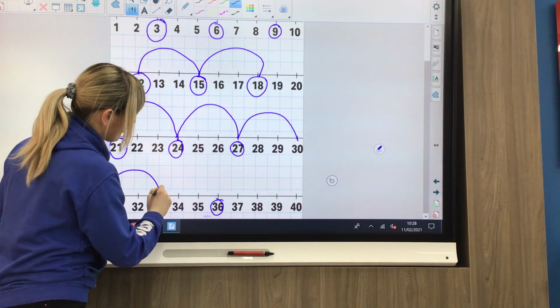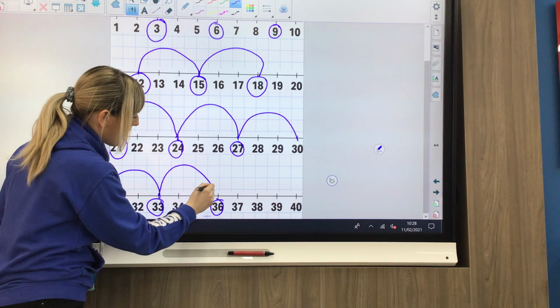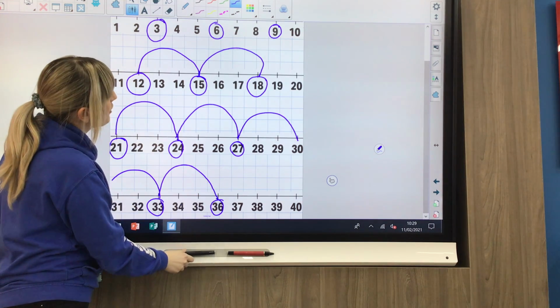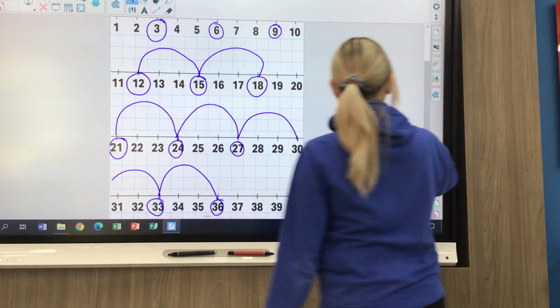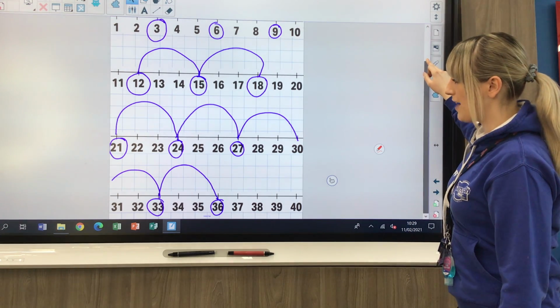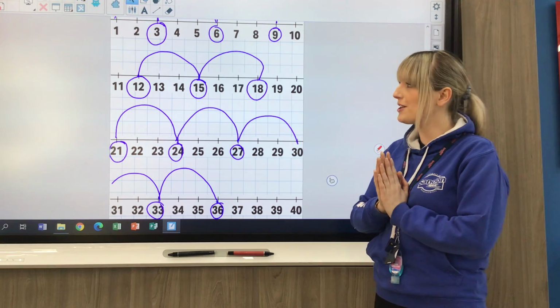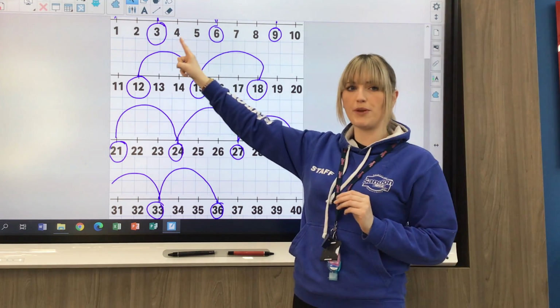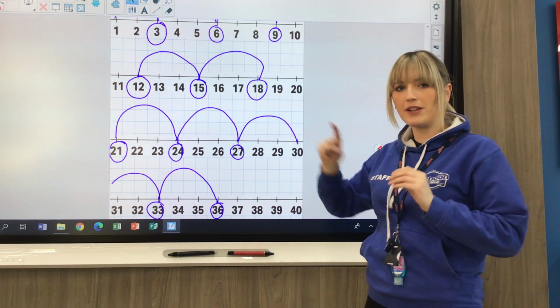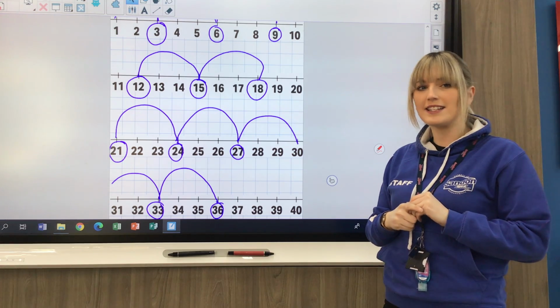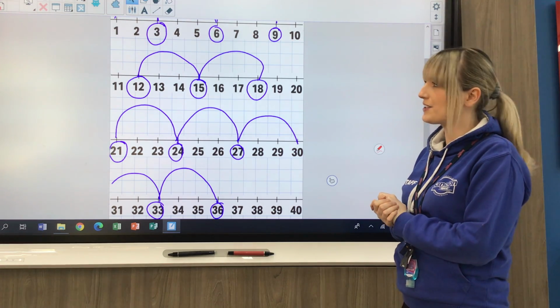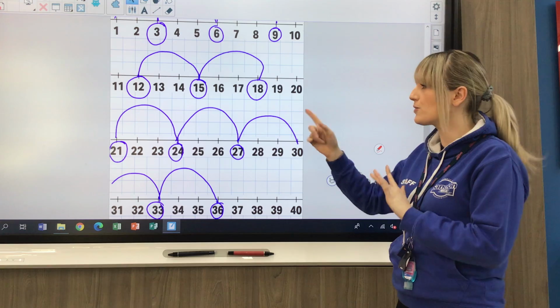Okay, so that's our final jump, taking us up to 12 lots of 3. So let's go through those together. I'd like you to say these with me. I'm going to say just the numbers to begin with, and then we'll have a go at saying the full number sentence. So we're going to go 3, 6, 9, 12.